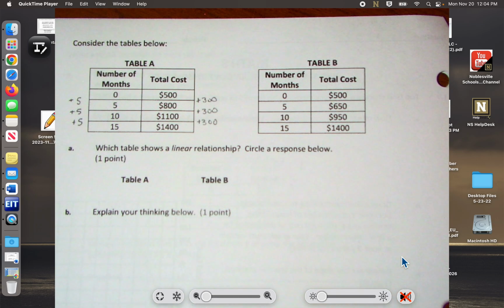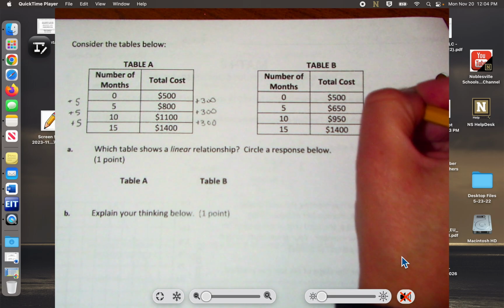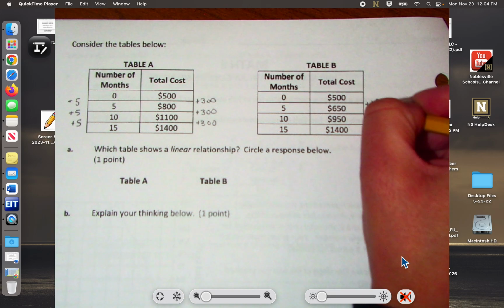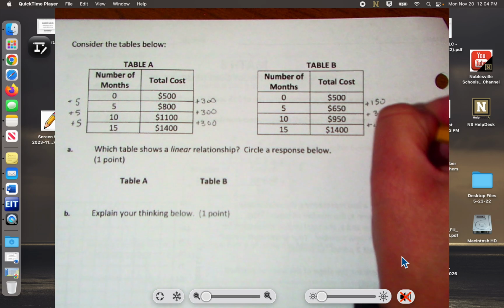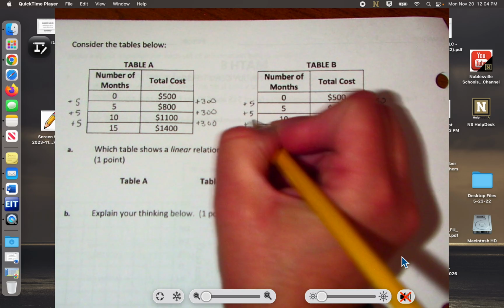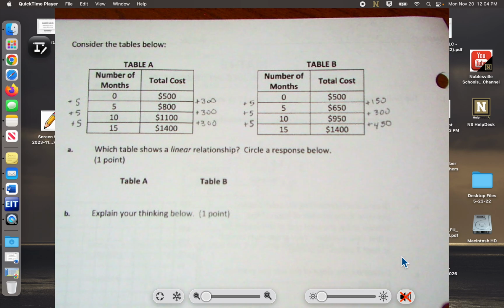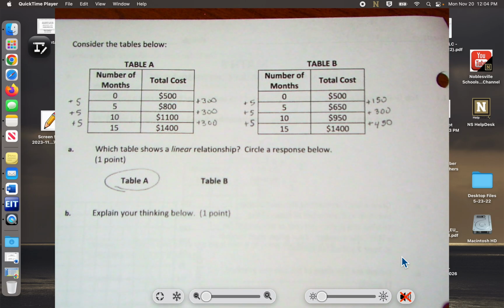Maybe it's a trick question and both of them are linear. This one increases by 150, then by 300, then by 450. This increases by 5 each time. Would this be considered linear? No, because if I simplified those fractions, they're not going to match, right? So table A. Yes, sir. I'm sorry? It would. It absolutely would, because it's a pattern, but it's just not a linear pattern, right?